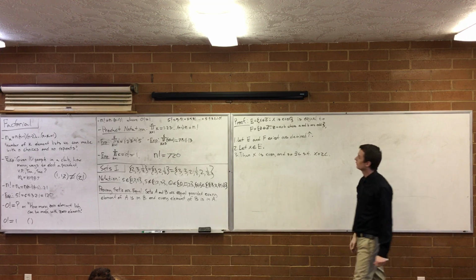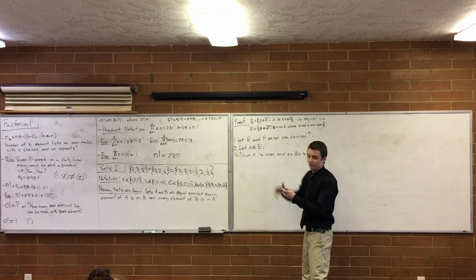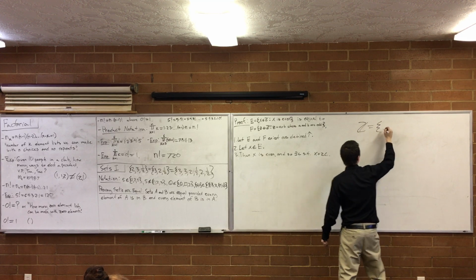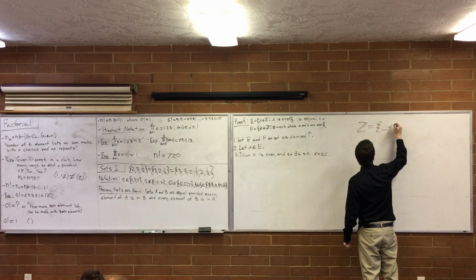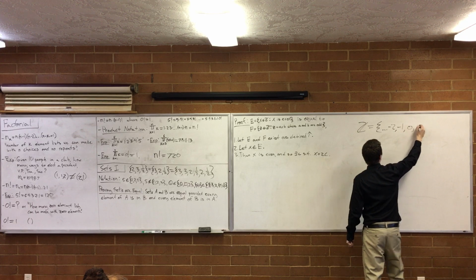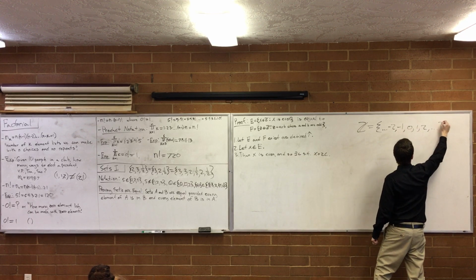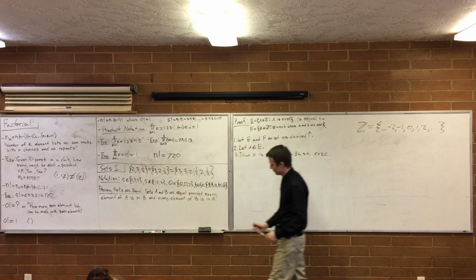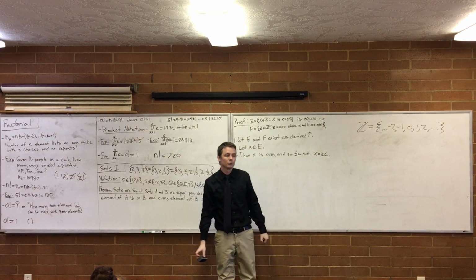What is Z again? That is the set of all integers. So Z is equal to the set -2, -1, 0, 1, 2. Is there another way to express that? You need to express them in terms of other sets.